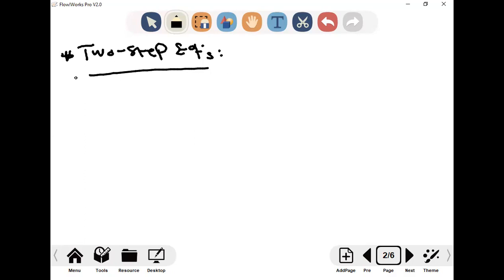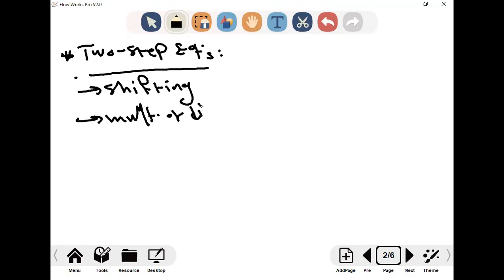Now, the two-step equation, from its name, has 2 steps to solve, right? First, you shift. Second step, you multiply or divide. So first step, shifting. Second step, multiply or divide, depending on the situation you will have, right?